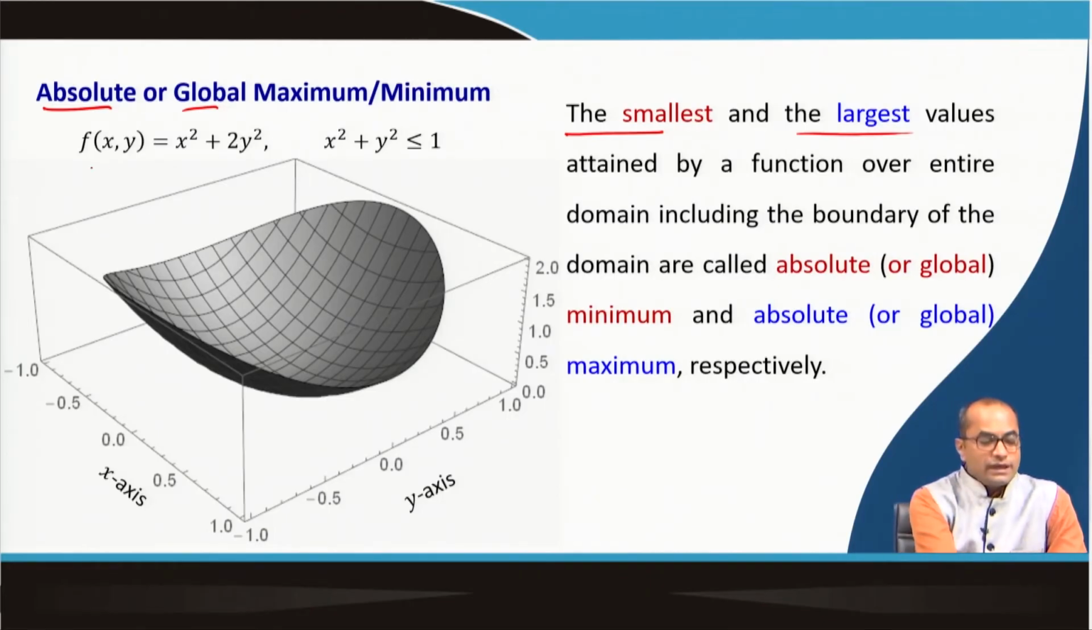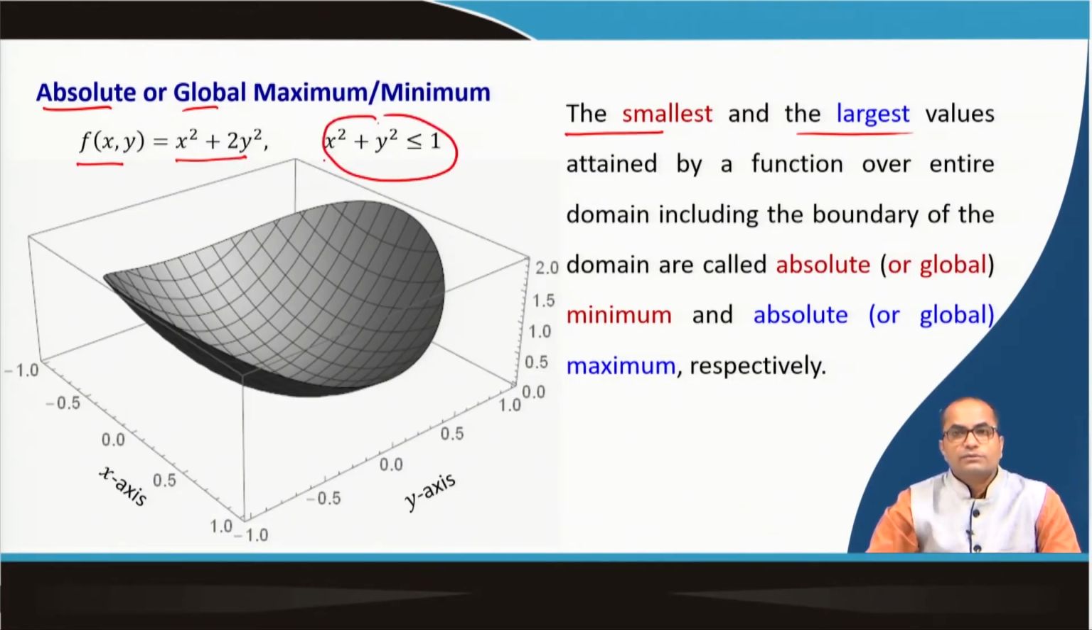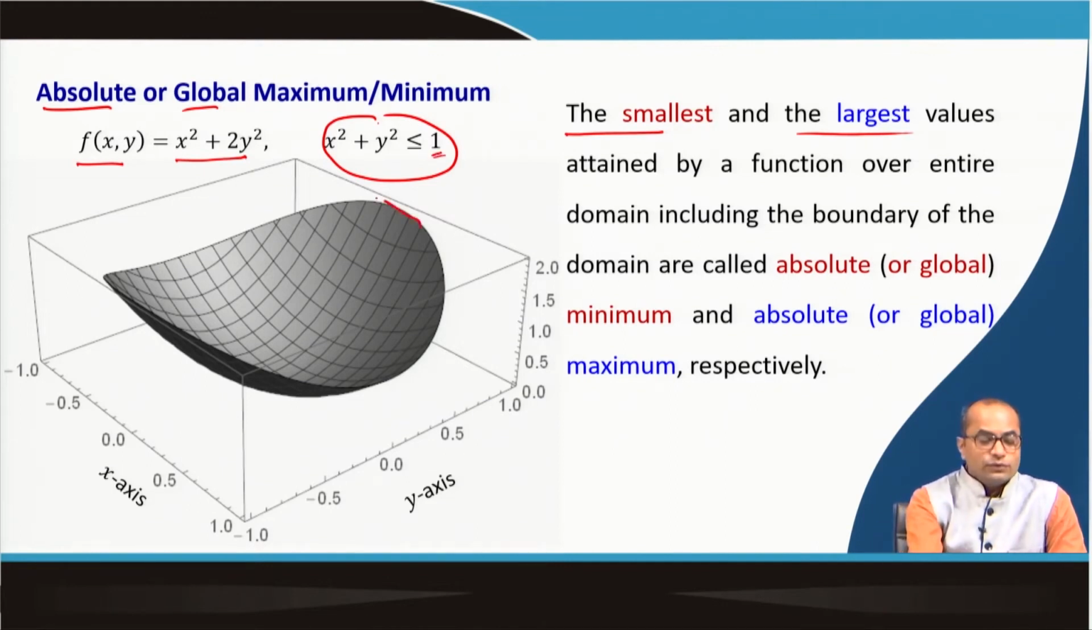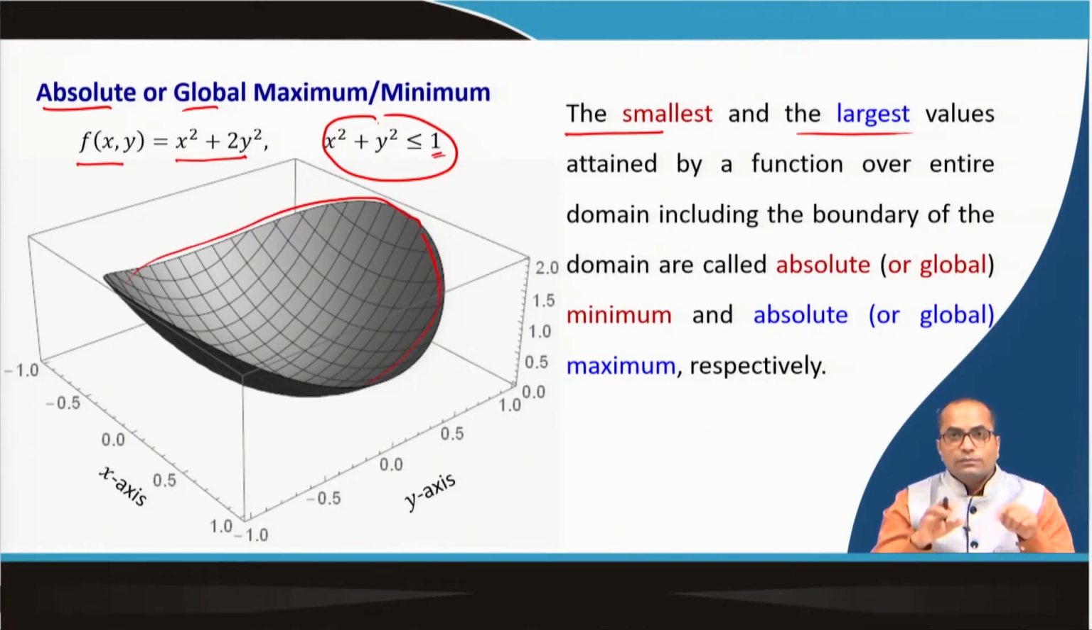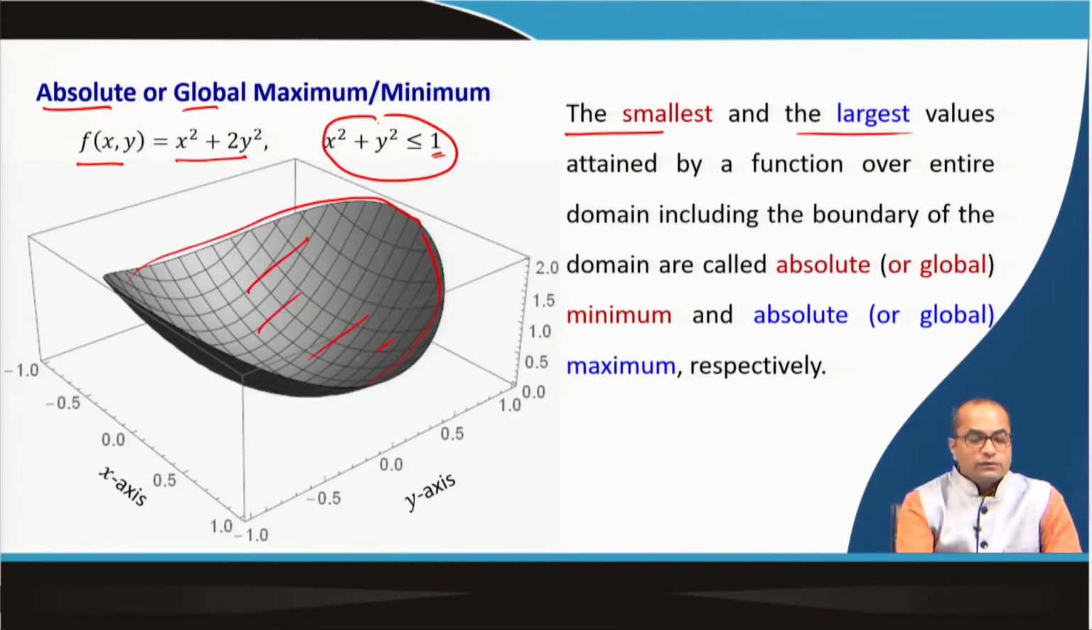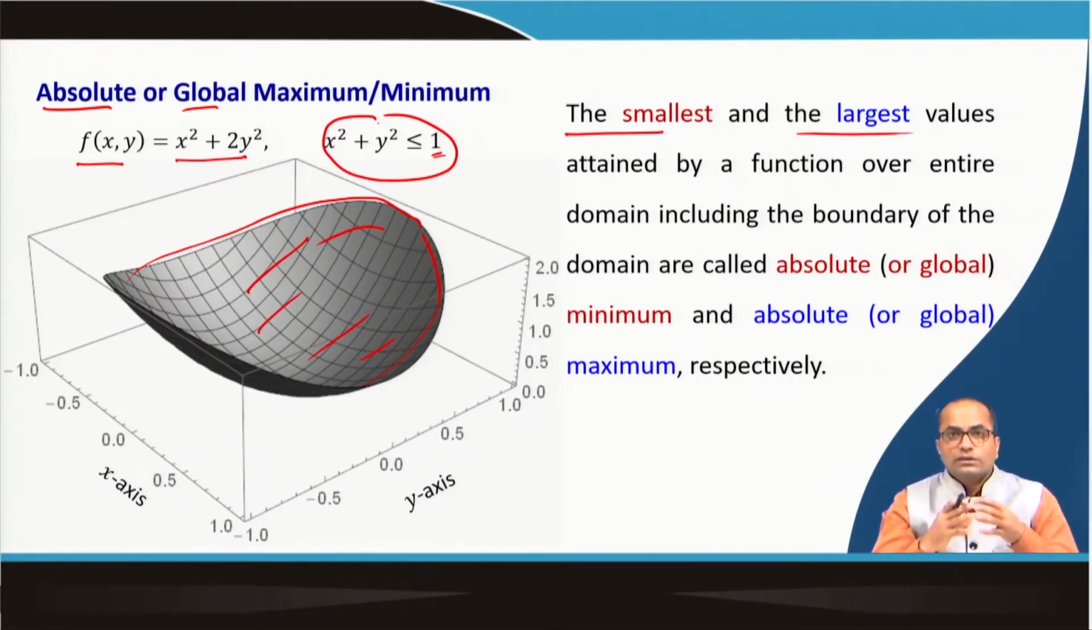For instance, we have the surface f(x, y) equals x squared plus 2y squared, and the domain is x squared plus y squared less than or equal to 1. So, the boundary is included in the domain. Then we also have to search whether the maximum is attained on the boundary or not. The boundary has to be checked along with the interior of the domain, and the smallest or largest value we call the absolute or global minimum or absolute or global maximum respectively.